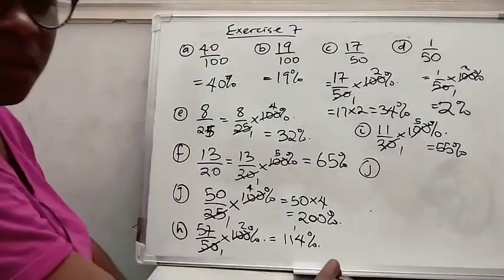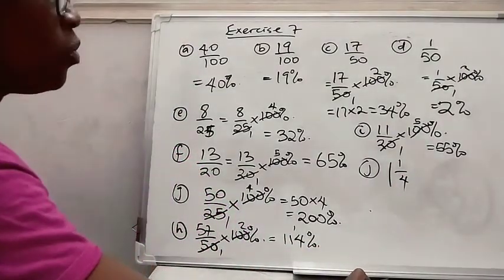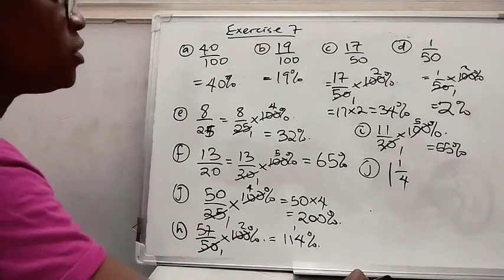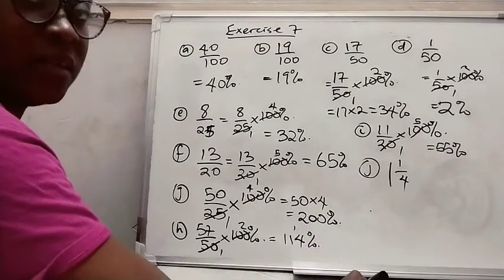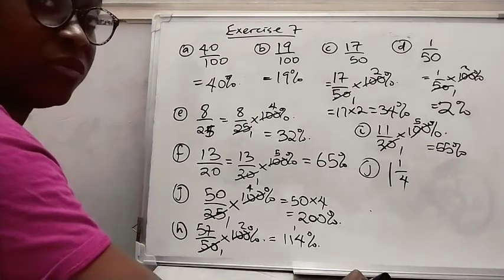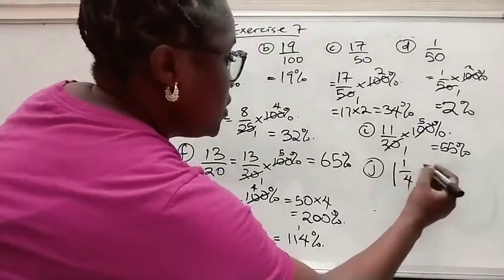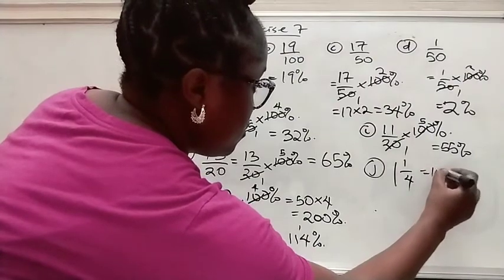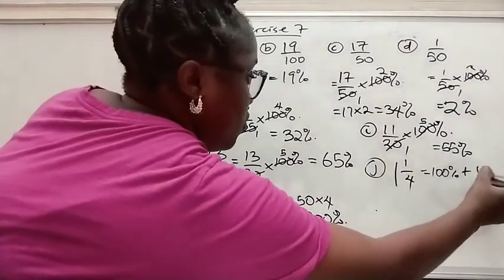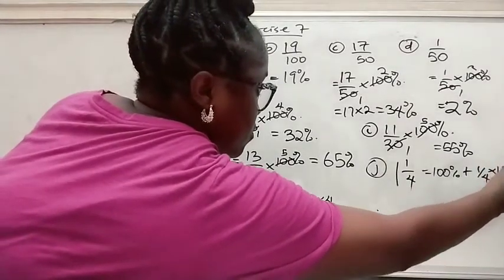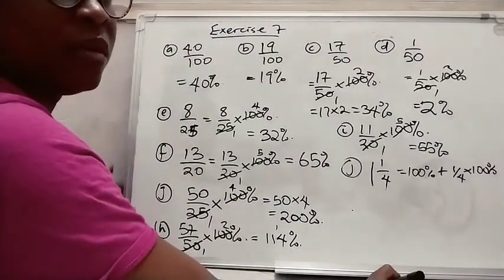J is 1 whole number 1 over 4. How I do mine, I don't bother to convert to mixed fraction. There are going to be two methods we'll use for this. My first method is, I'll take 1 as 100% already, plus 1 over 4 times 100%.